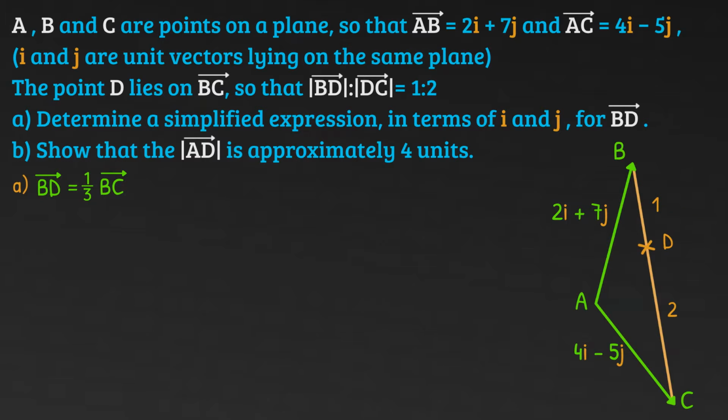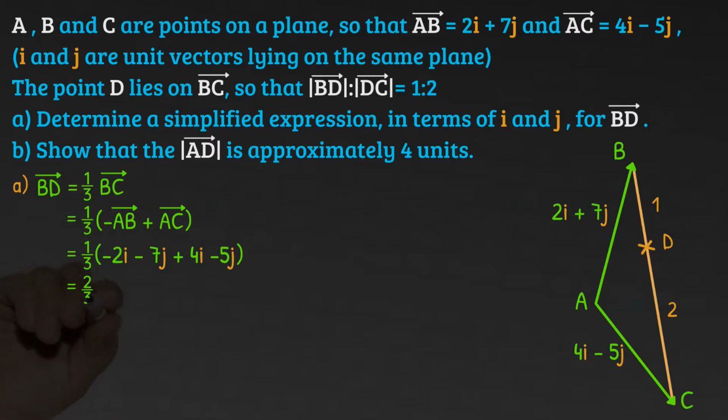Now BC is exactly the same as going from B to A to C. And BA is the same as minus AB because the magnitude is exactly the same and the direction is exactly the same in the opposite direction. So we can write BC as minus AB plus AC. And if we put the values in, we end up with 2/3 i minus 4j.